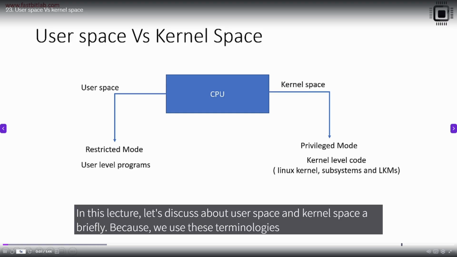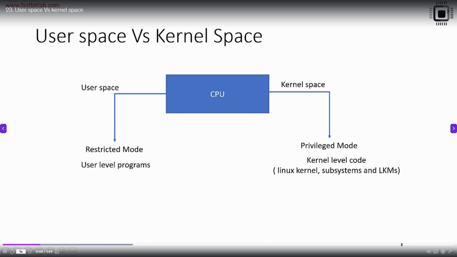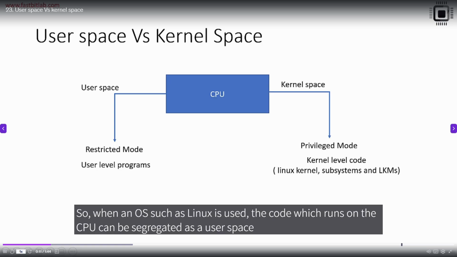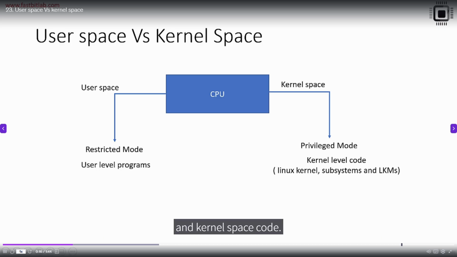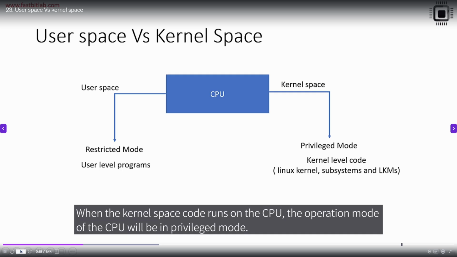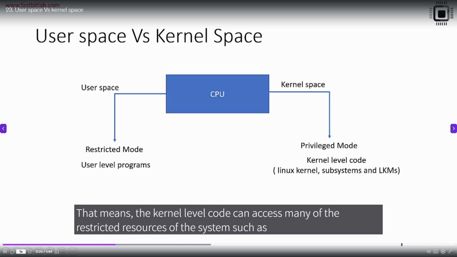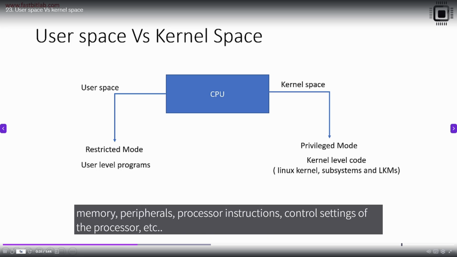In this lecture, let's briefly discuss user space and kernel space, because we use these terminologies in future lectures. When an OS such as Linux is used, the code which runs on the CPU can be segregated into user space code and kernel space code. When the kernel space code runs on the CPU, the operation mode of the CPU will be privileged mode. That means the kernel level code can access many of the restricted resources of the system, such as memory, peripherals, processor instructions, control settings of the processor, etc.